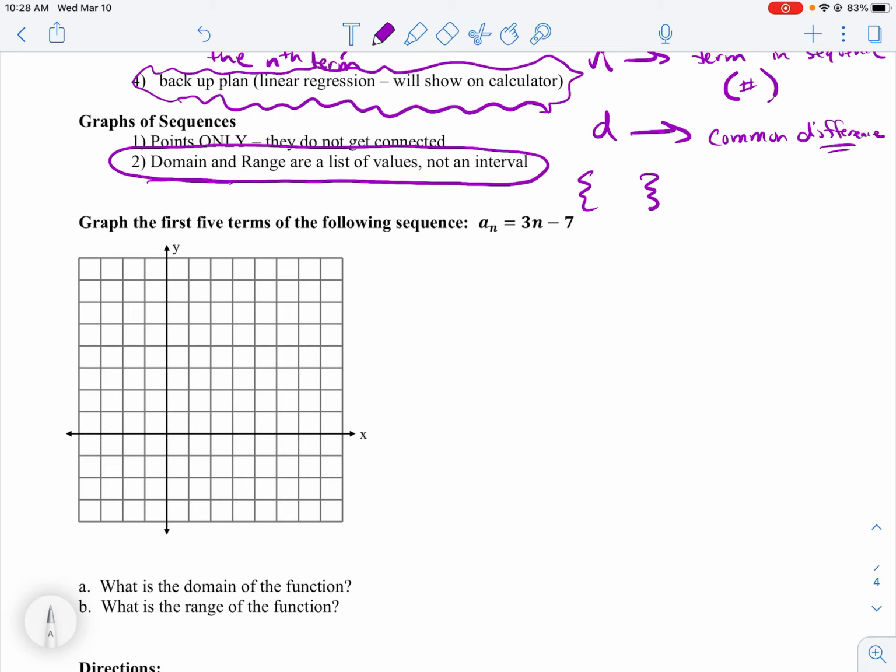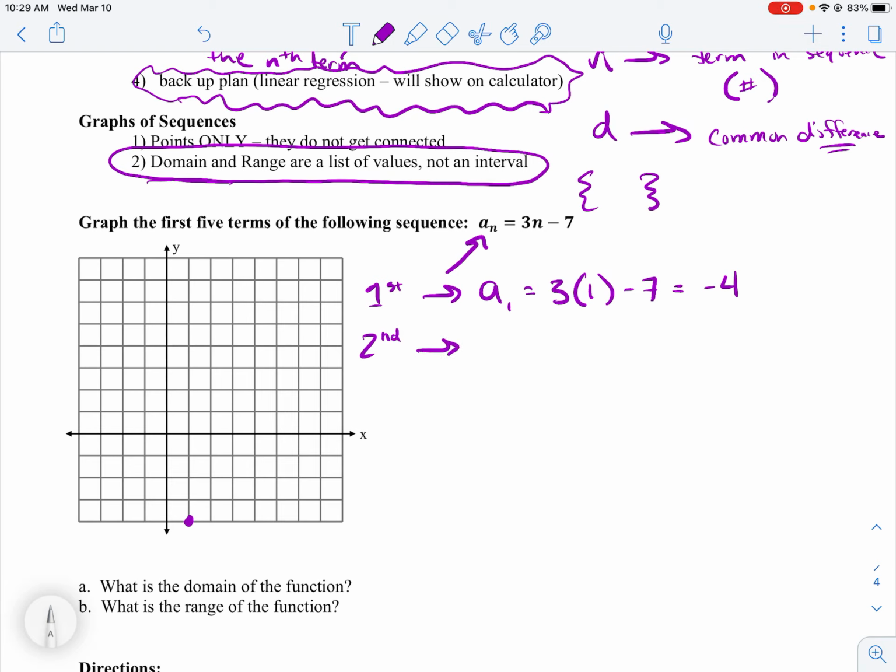So anyway, it says graph the first 5 terms in the following sequence. All right, so here's our equation to the nth term. So this equation can be utilized to find any value we want. So if we want the first term, we substitute a 1 in there for that subscript, and then anywhere you see an n, plug in that 1, and so our first term in the sequence is -4.